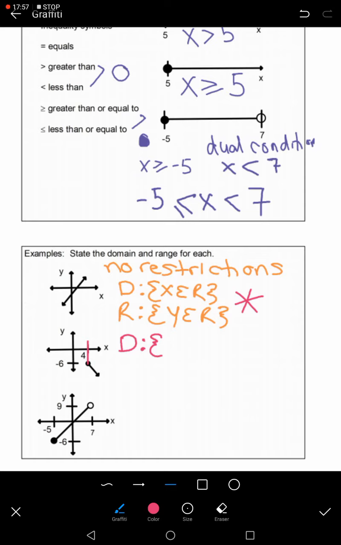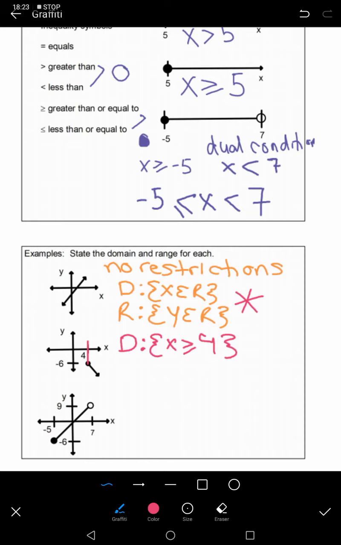So how I would write that is x is greater than or equal to 4. That's a filled in dot. That means for any value of x that's 4 or larger, there's a corresponding y value.